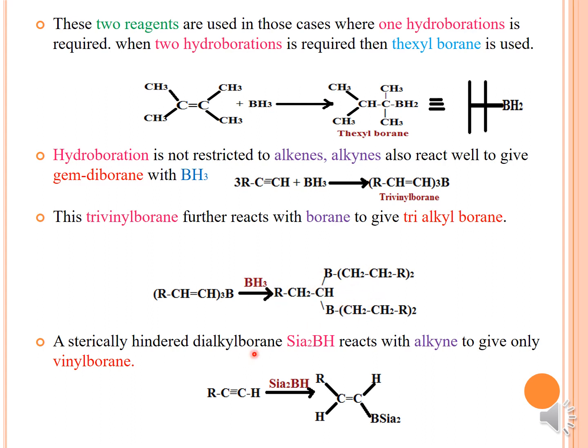When a sterically hindered dialkyl borane, this is your sterically hindered dialkyl borane, that is your disiamyl borane, reacts with an alkyne, it gives you the vinyl borane. So you are taking the alkyne and treating it with the sterically hindered borane, and you are resulting in the trans-alkene formation. The alkyne is reduced to an alkene, triple bond to double bond.